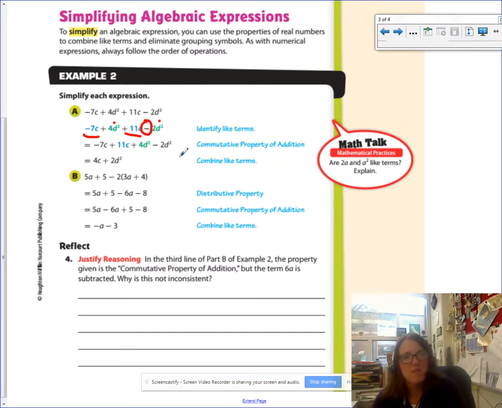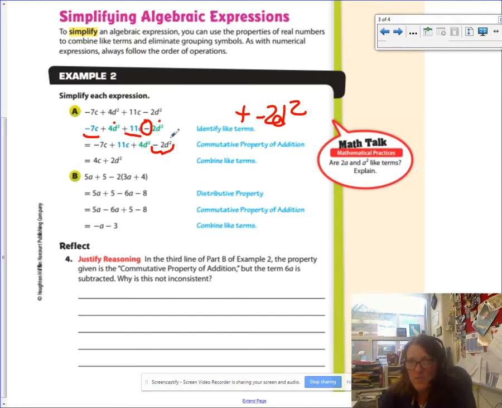Whoa, whoa, whoa, that's a subtract sign. Will you simply think of this as plus a negative 2d squared? That way it's all adding, and now the commutative property works. You just flip everything around. Do you notice, though, they don't even write plus negative 2d squared. They're just thinking, okay, a negative 2d squared, that's taking away 2d squared, subtract 2d squared.